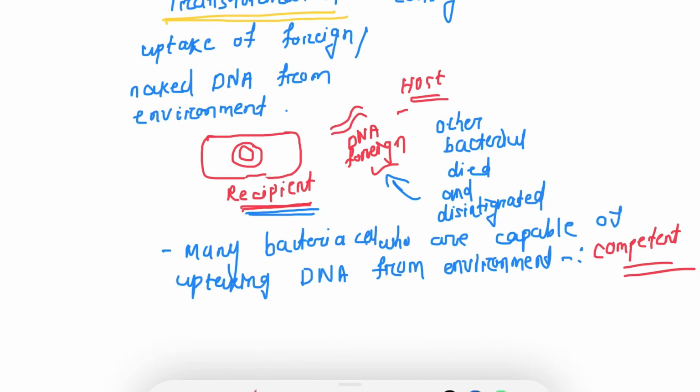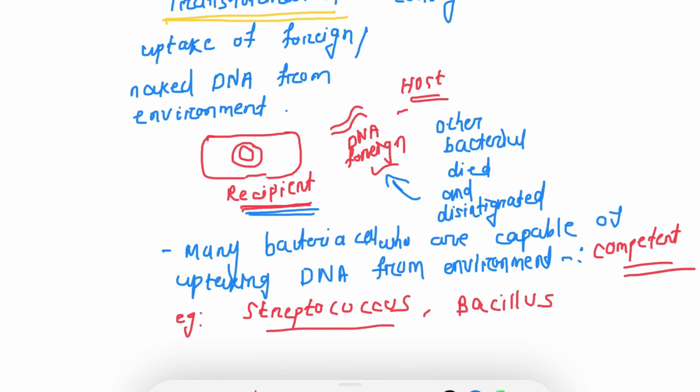And the natural process of competence is observed in different bacteria. For example, natural competence is present in the bacteria Streptococcus and also in Bacillus. Okay, natural competence is present in Streptococcus as well as in Bacillus, but natural competence is absent in bacteria like E.